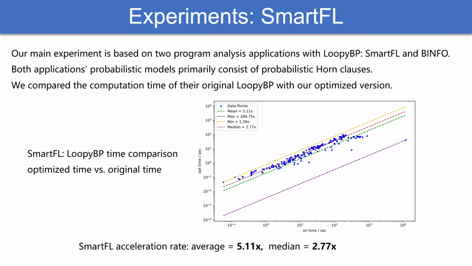Our main experiment is based on two program analysis applications with loopy BP, SmartFL and Bingo. Both applications' probabilistic models primarily consist of probabilistic Horn clauses, and we compare the computation time of their original loopy BP with our optimized version. For SmartFL, we can see it has a good acceleration rate. The average acceleration rate is 5.11 and the median is 2.77.